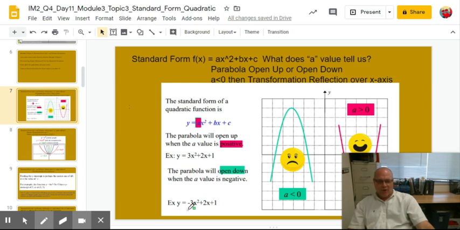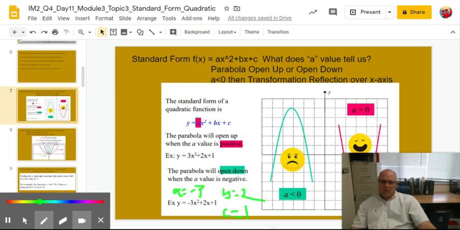So here's my example. Our a value is going to be -3. So I'm going to say a equals -3. All right, plus bx. So b is the coefficient of the x to the first degree. So in this case, our b equals 2. And then our c value is the constant. It's just the number, right? So in this case, our c value is 1.